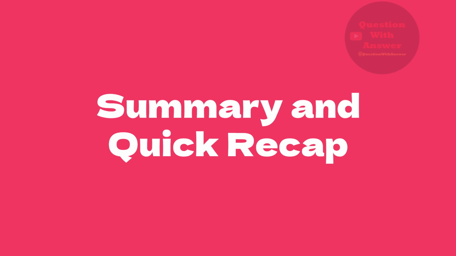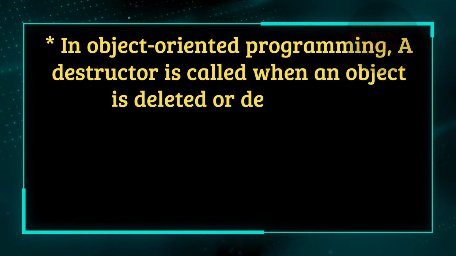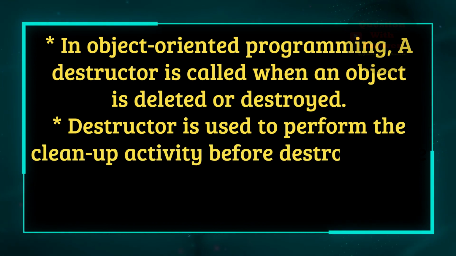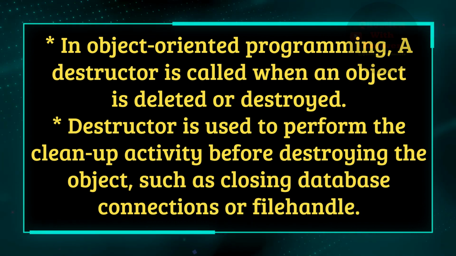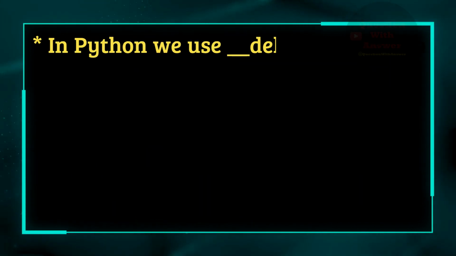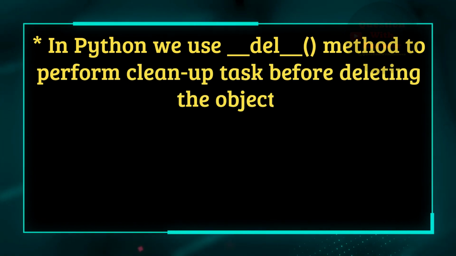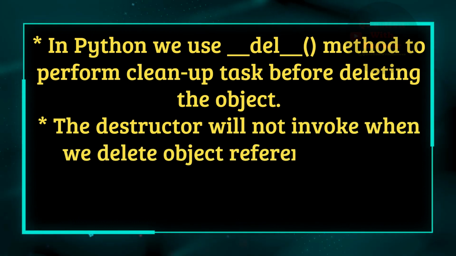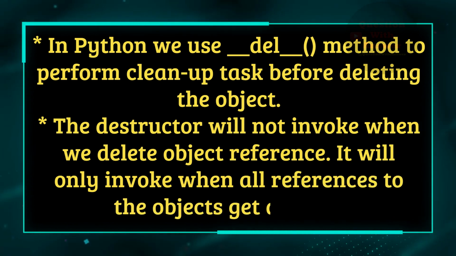Summary and quick recap. In object-oriented programming, a destructor is called when an object is deleted or destroyed. Destructor is used to perform the cleanup activity before destroying the object, such as closing database connections or file handles. In Python we use the __del__ method to perform cleanup tasks before deleting the object. The destructor will not be invoked when we delete an object reference. It will only be invoked when all references to the object are deleted.